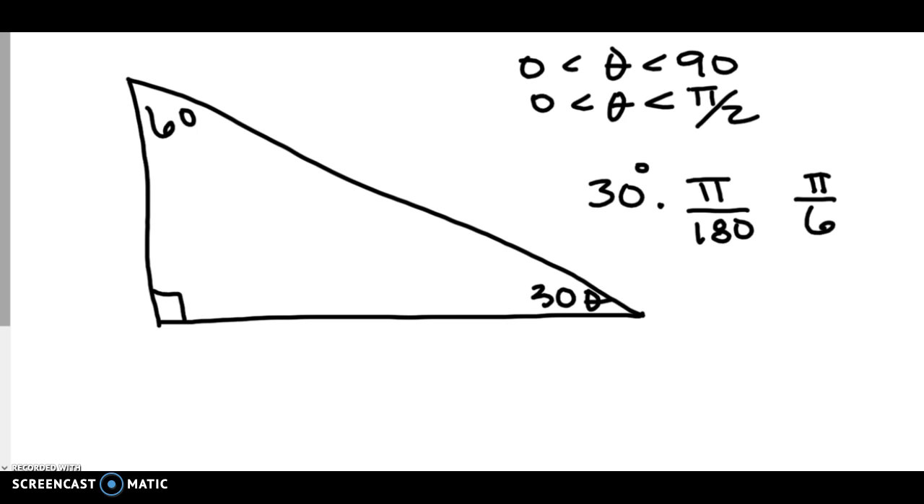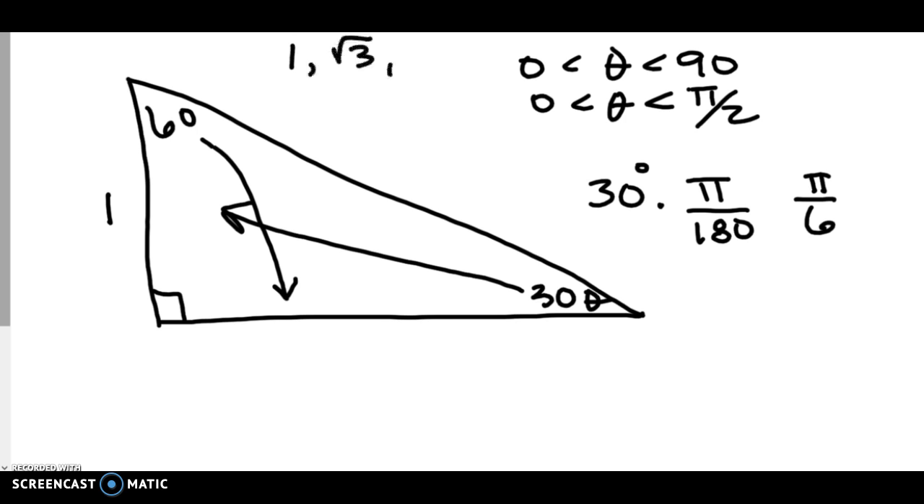So a 30, 60, 90, let's talk about the relationship here. We know that the 30 degrees is the smallest in the triangle, and it has the smallest value for its opposite side. 60 is the next biggest, and we should remember that our values are 1, square root of 3, and 2 in ascending order as far as their value. So the second largest side should be the square root of 3. The largest side, being the hypotenuse, should be 2.